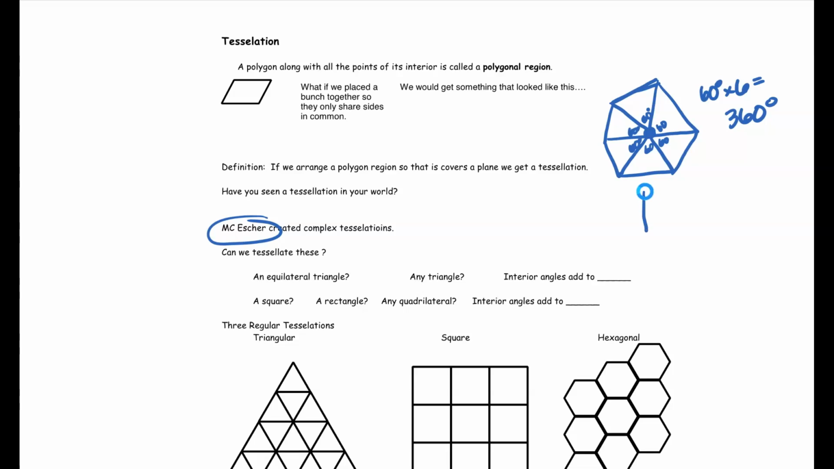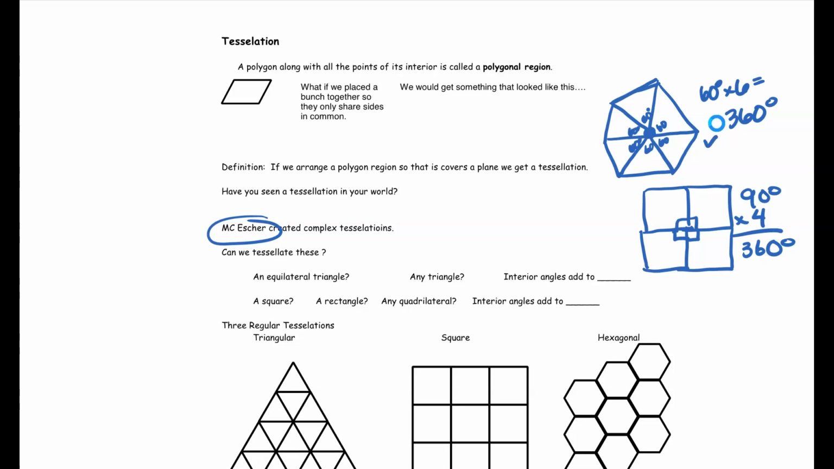Think about a square. If you take squares together, we see this all the time, or rectangles, like a brick outside. These are all 90-degree angles. And what happens when you take 90-degree angles and put 4 of them together? You end up getting 360 and they meet. So that works. So we know that an equilateral triangle tessellates, because the interior angles add to 360.